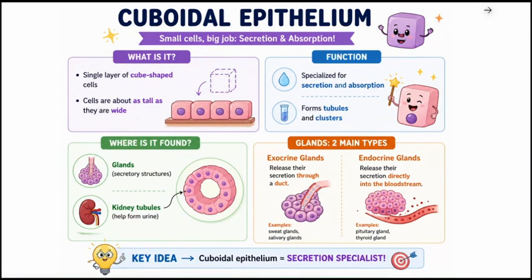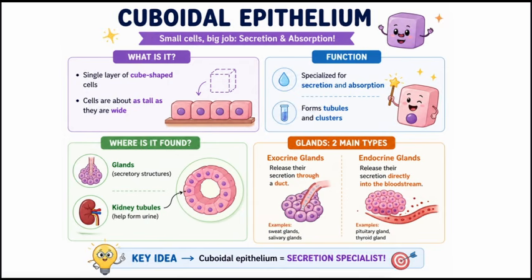But these cells aren't just sitting around looking cute. They are actually super busy doing secretion and absorption. Think of them as tiny factories. They make and release important stuff like saliva, sweat, and hormones. And where do they work? They are mostly in the glands.